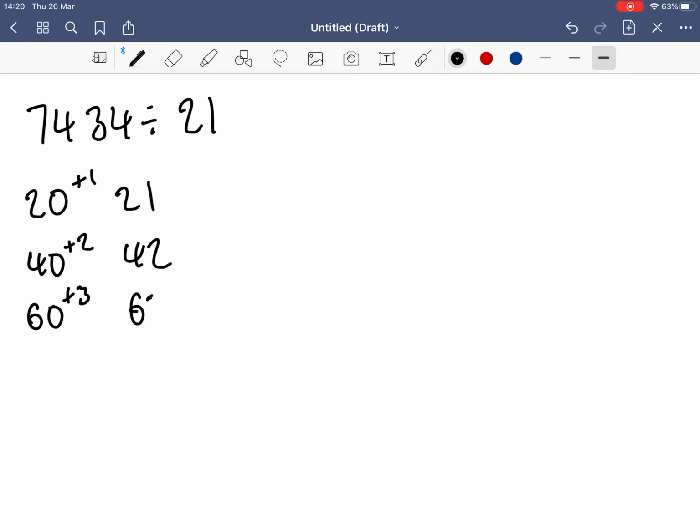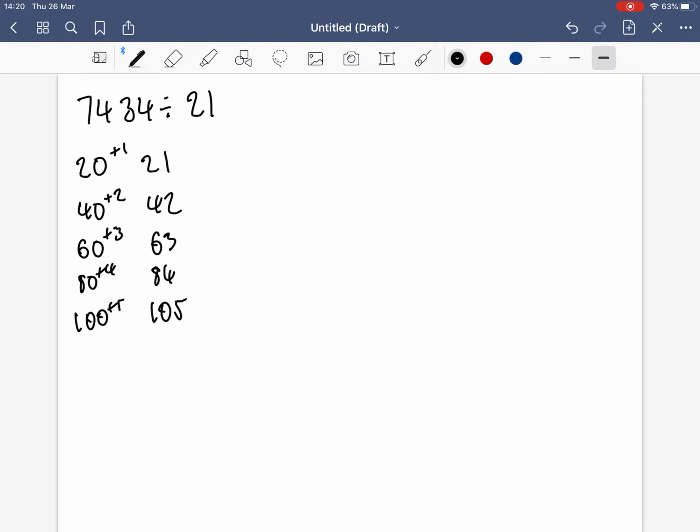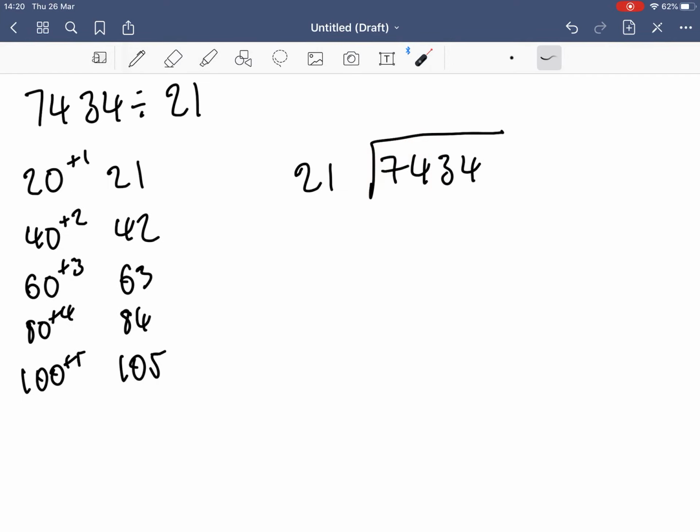And then 63, 84, and then 105. Okay, I can go further if I need to, but let's work on that for now. So how many 21s go into 7,434? So how many 21s go into 7? It doesn't happen. But how many 21s go into 74? Let's work that out. So 21 goes into 74, 42 goes into 74, 63 goes into 74, but 84 does not. So we put our 63 here.